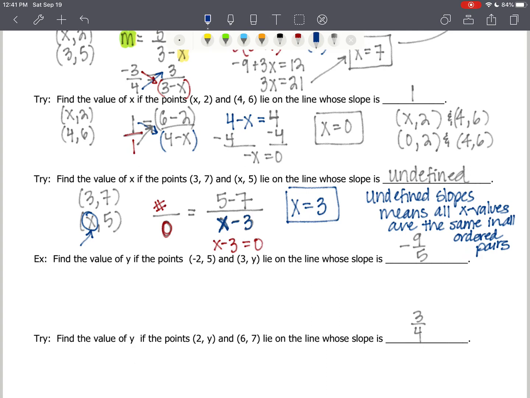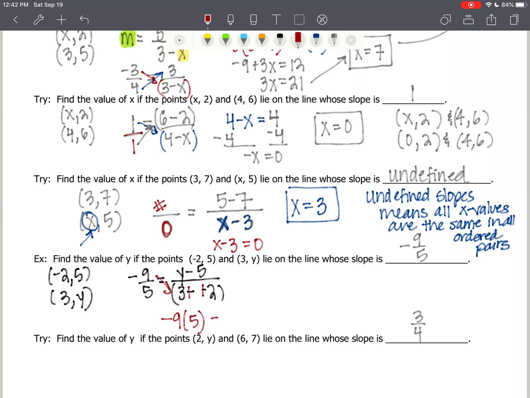Find the value of y now if the slope is negative 9/5. So I'm going to come over here and I'm going to write my ordered pairs in order, (negative 2, 5) and (3, y). And my slope, negative 9/5, is equal to y minus 5 over 3 minus negative 2. So we'll have negative 9 times 5, because 3 plus 2 is 5, and then we'll have 5 times all of y minus 5.